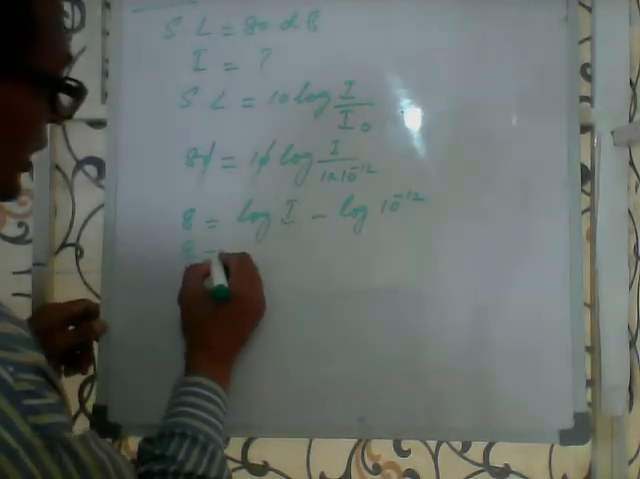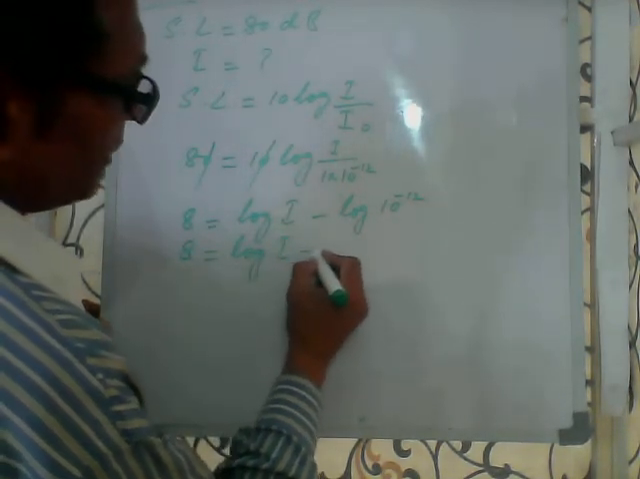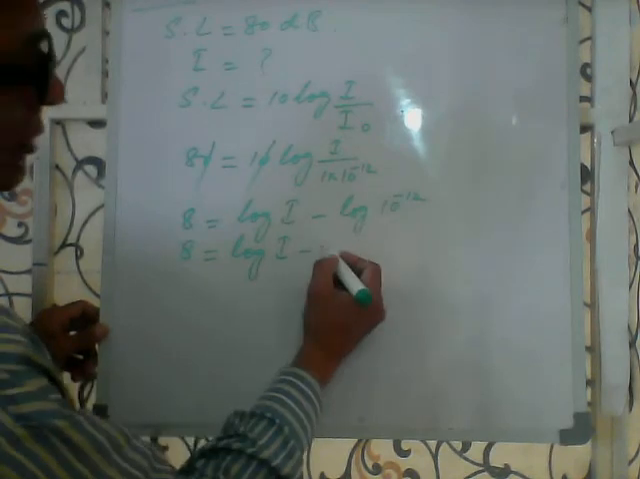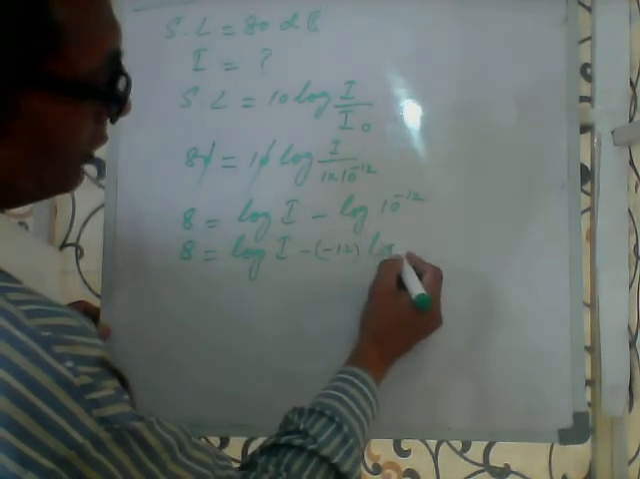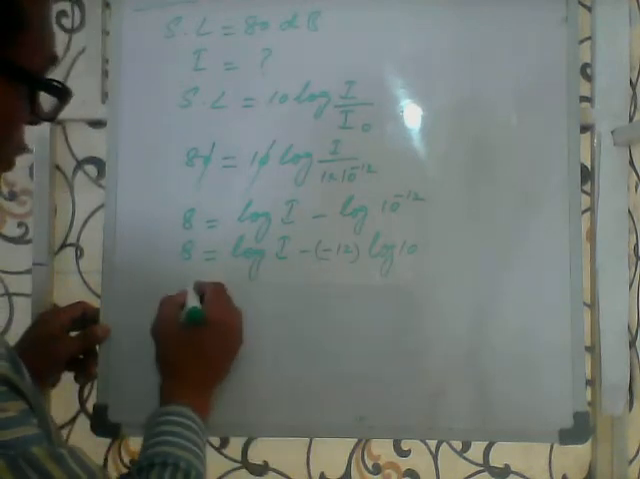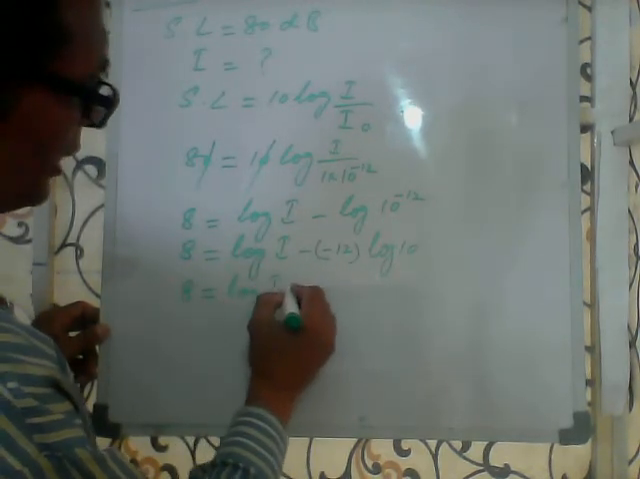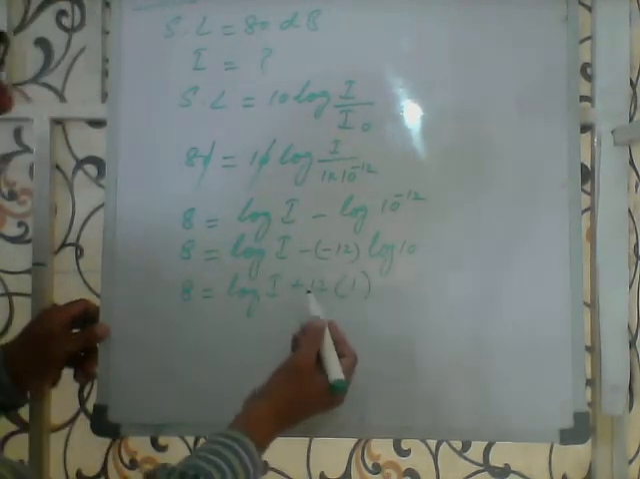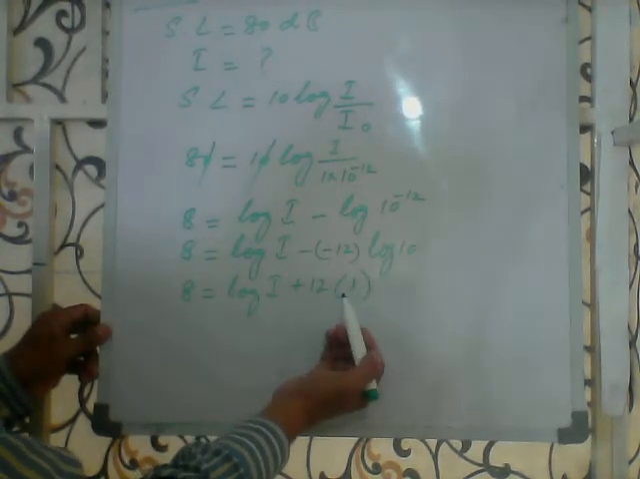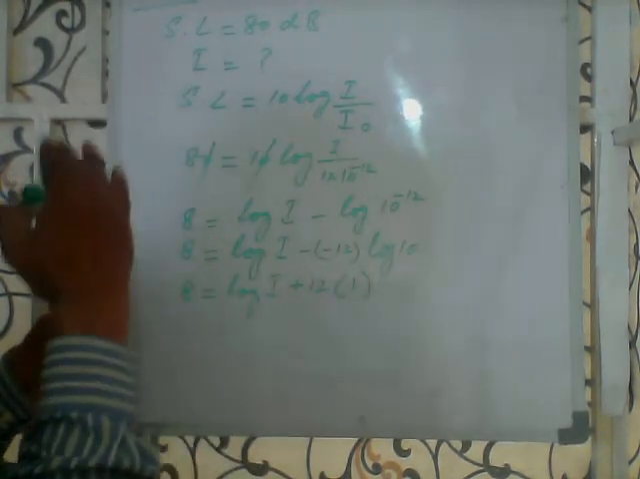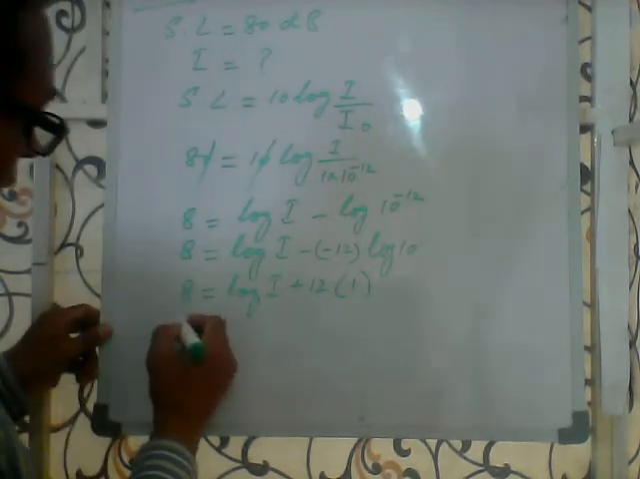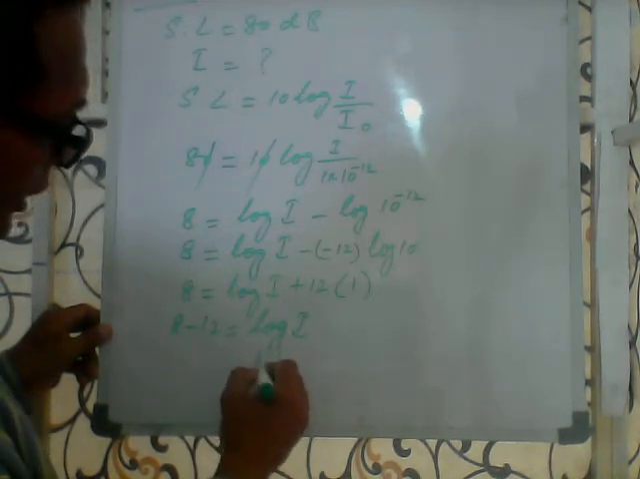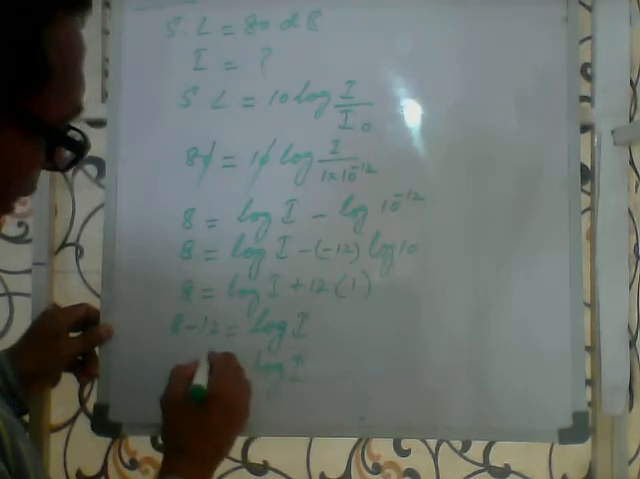Now solving it, 8 is equal to log of I minus, again applying the law of log, this power comes here as a coefficient and we get log of 10. So 8 is equal to log of I plus 12 into, what is the value of log of 10? It is 1. So 12 ones are 12. You transfer this 12, shift it to the left hand side, we get 8 minus 12 is equal to log of I. So we get log of I is equal to minus 4.